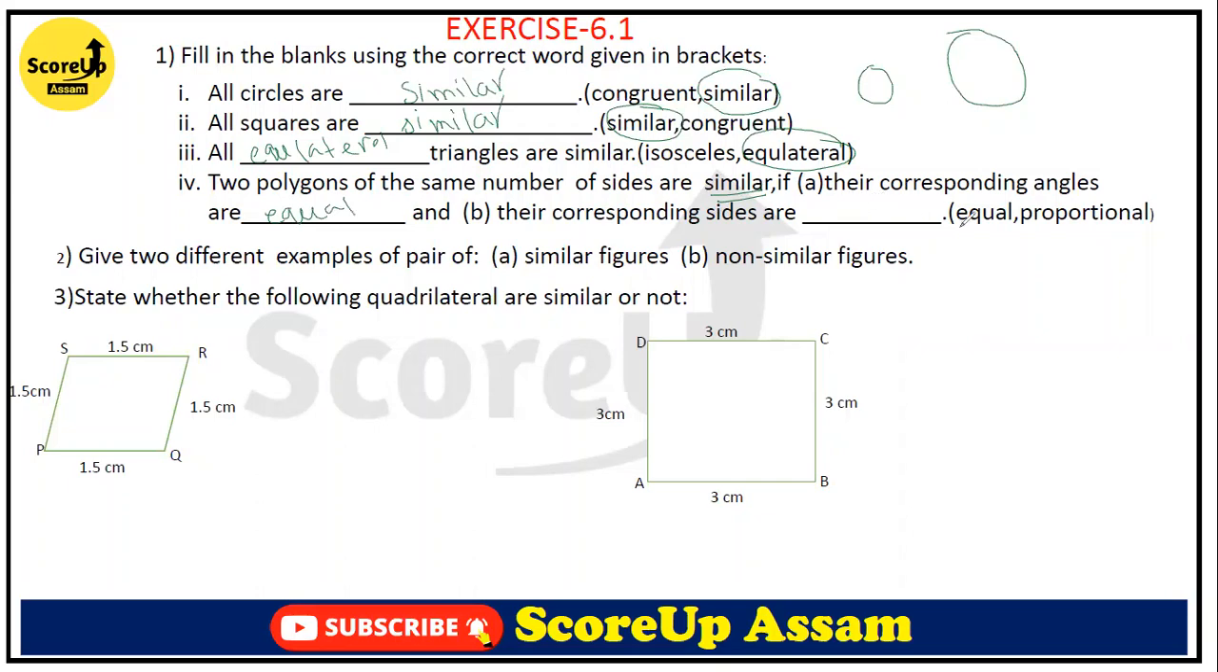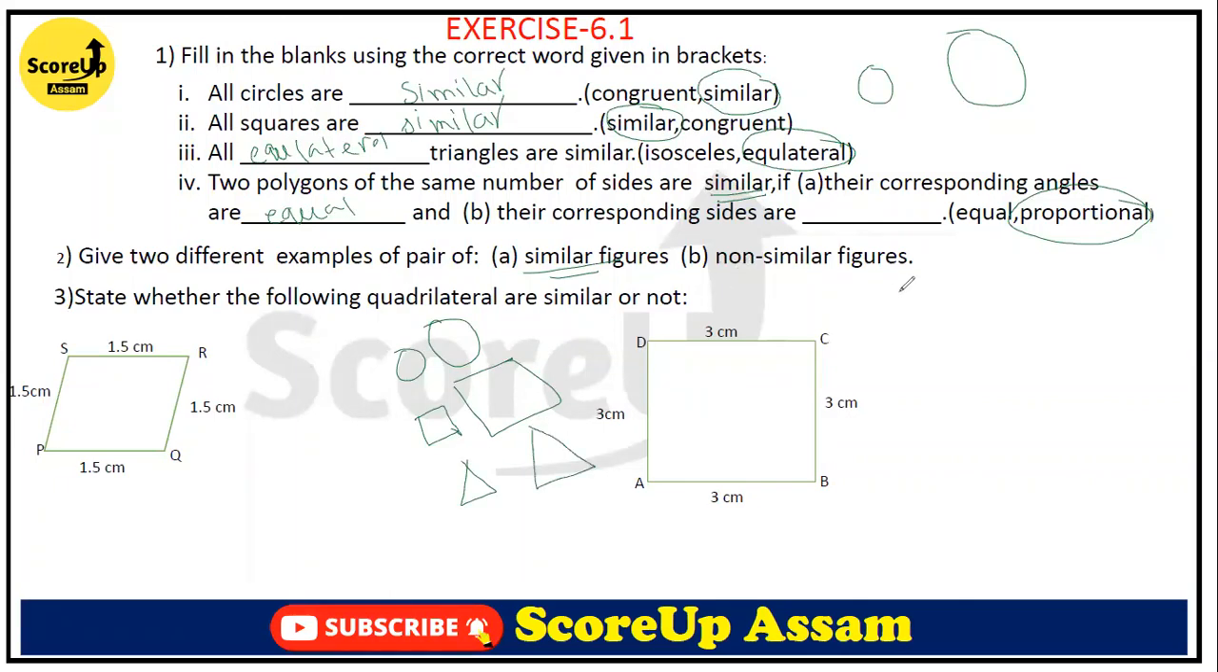And the corresponding sides are proportional. Okay. So give two different examples of similar figures. Squares are similar figures. All equilateral triangles are similar figures.